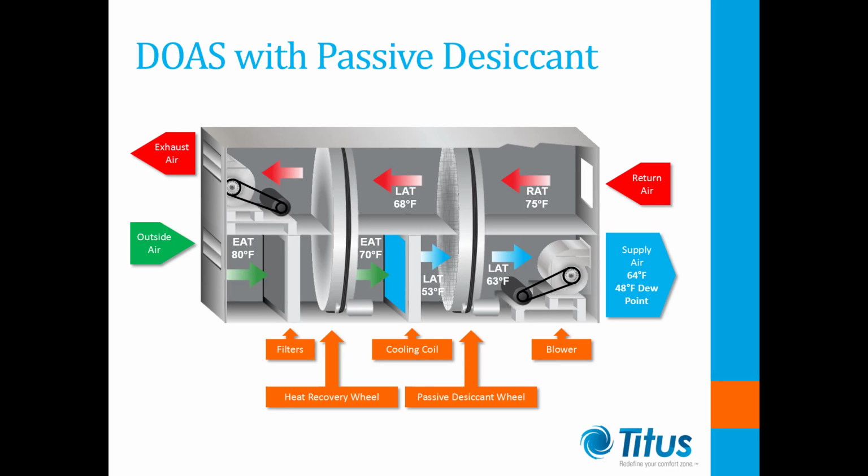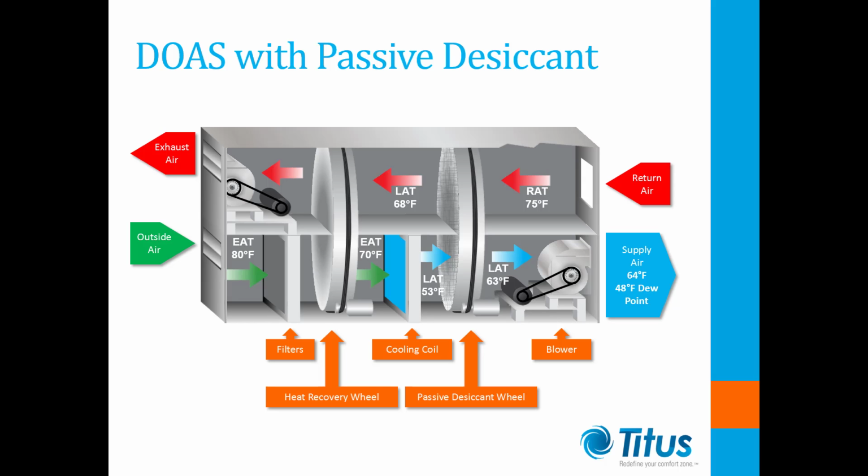One of the most common dedicated outdoor air system designs used with chill beam systems is a dual wheel configuration. The unit draws in outdoor air through the filter bank before it passes through the first heat recovery wheel, which transfers sensible heat from the return air to the outdoor air. During the cooling season, the heat recovery wheel pre-cools the outdoor air before it passes through the main chilled water cores where most of the dehumidification takes place.